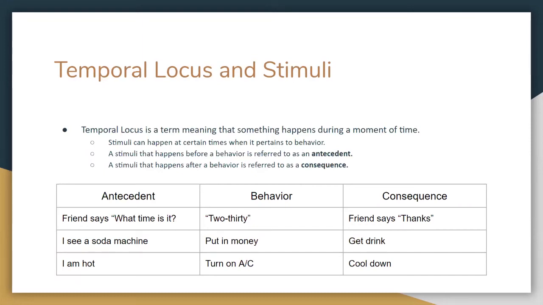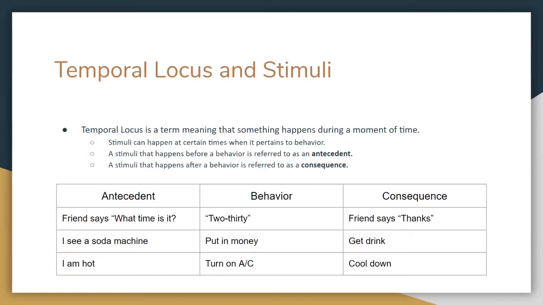So frequently in behavior analysis, we look at functions of behavior by doing what is called ABC data, which is taking antecedent, behavior, and consequence recordings. So an example could be, we have the antecedent of a friend saying, "What time is it?" The behavior will be me saying back 2:30. The consequence of that behavior is the friend tells me thanks.